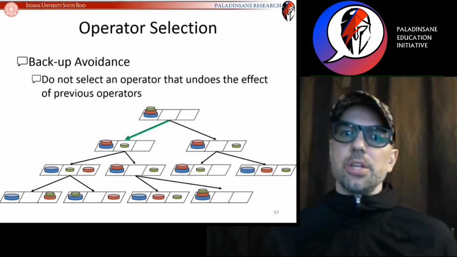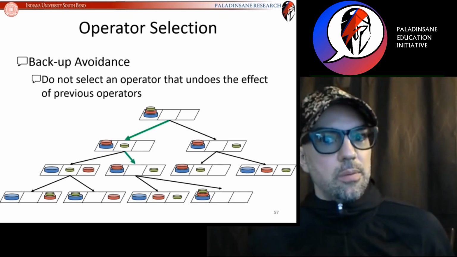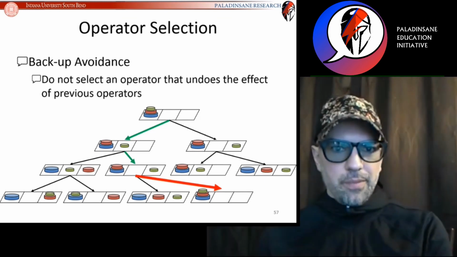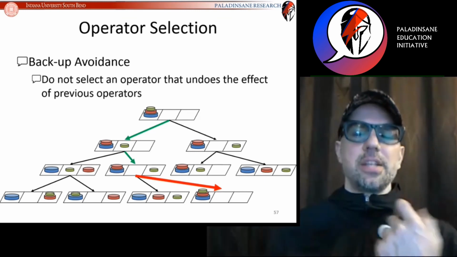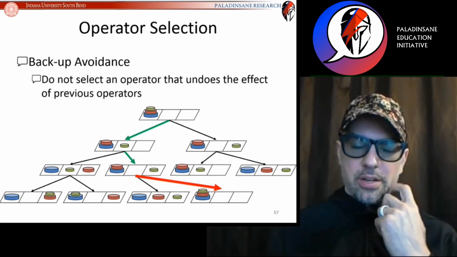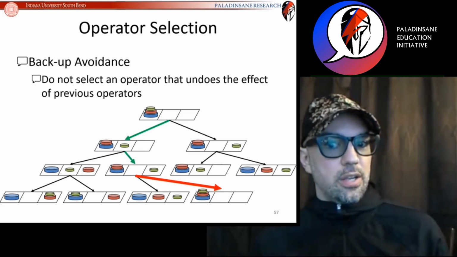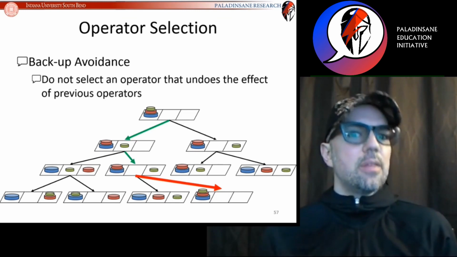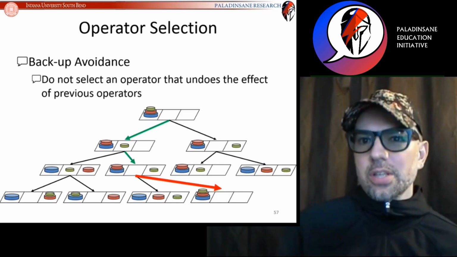And again, the reason for that, even though it's completely legal, is this idea of backup avoidance. So we don't want to select an operator that undoes the effect of previous operators. And if our solution to the problem requires that we back up, then that's going to be a difficult problem to solve.